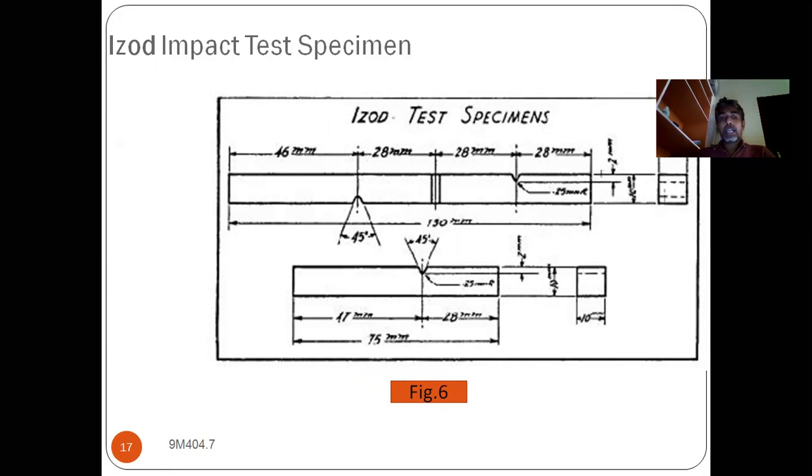So these are the dimensions. If you see, the dimensions are different compared to your Charpy test specimen. These are the general dimensions for an Izod impact test specimen, and the V notch is placed in such a way that the hammer should strike onto the same side of the V notch.